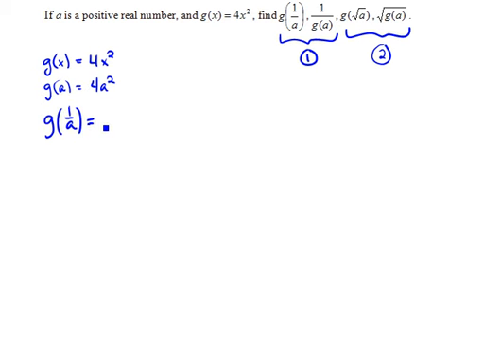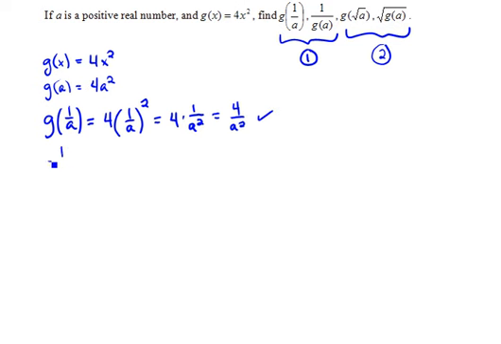If we're working on g of 1 over a, we need to take the x in g of x and replace it with 1 over a. So x becomes 1 over a, and x was squared, so now 1 over a is squared. And simplifying, we have 4 times 1 squared over a squared, which of course simplifies to just 1 over a squared because 1 squared is 1. And now that's 4 over a squared, and we've simplified that and gotten our answer.